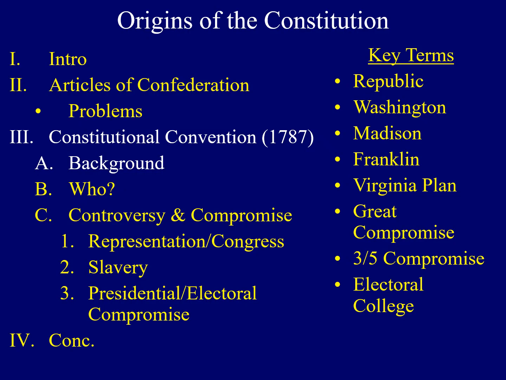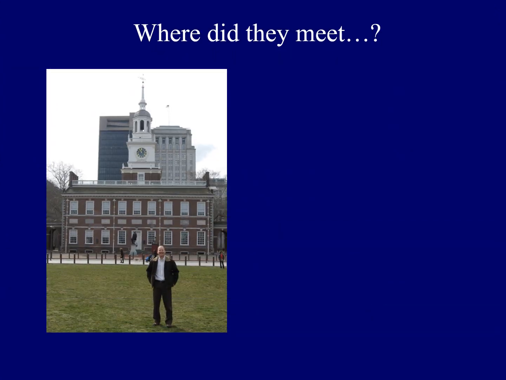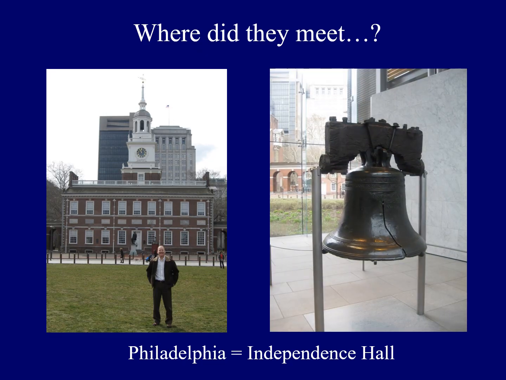The fancy name for the meeting to get together to try to modify the Articles of Confederation is called the Constitutional Convention. Delegates met in 1787. I'll talk about that next. Do you know where they met for the Constitutional Convention? It was in the nation's largest city, Philadelphia. The name of the building was Independence Hall. It's shown here in the image.